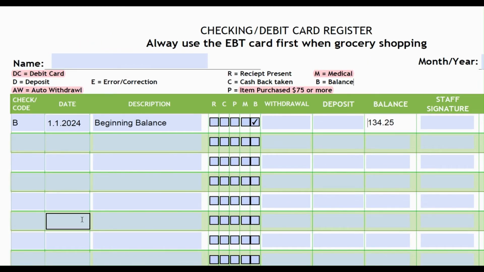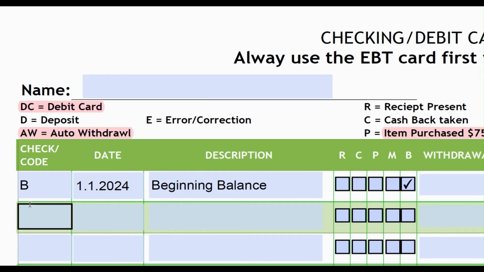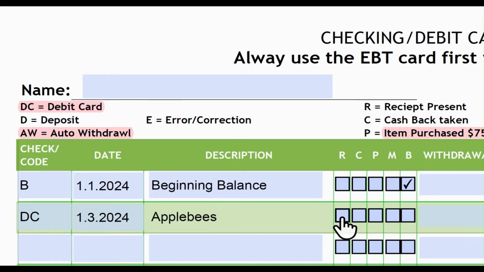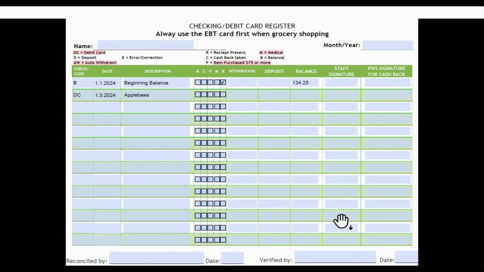Let's do a couple of examples. So the person went out to dinner at Applebee's. And so we're going to use the debit card was used to pay. The date goes here. Let's say they went out on the 3rd. Applebee's. And then we want to make sure the receipt is kept. Present. Check off for me.